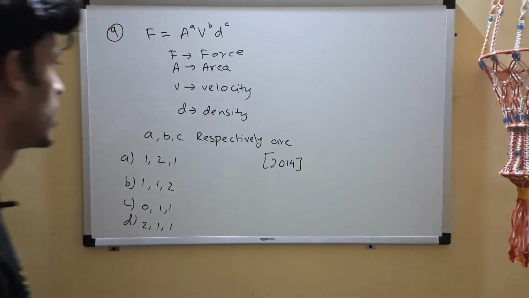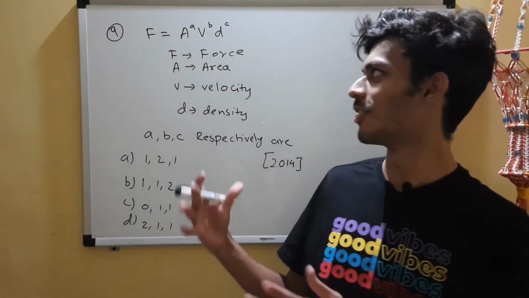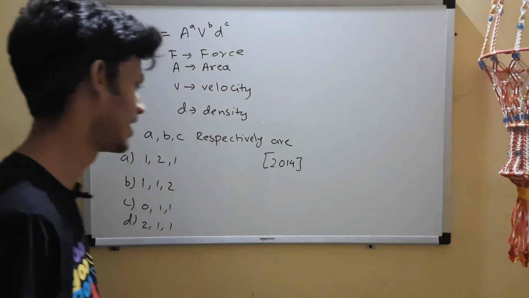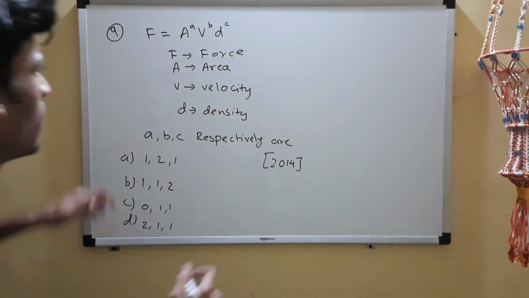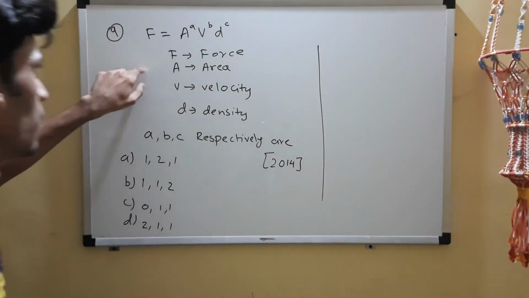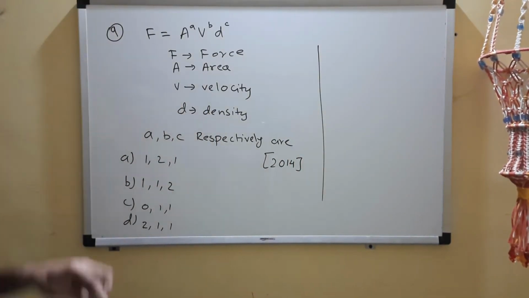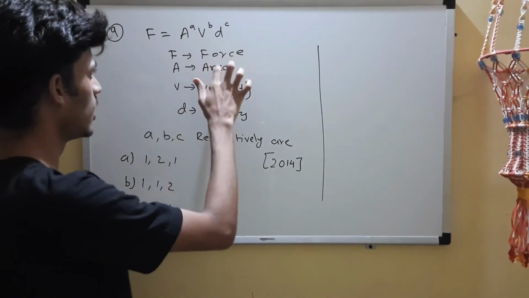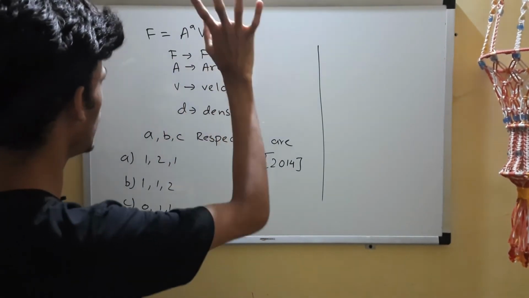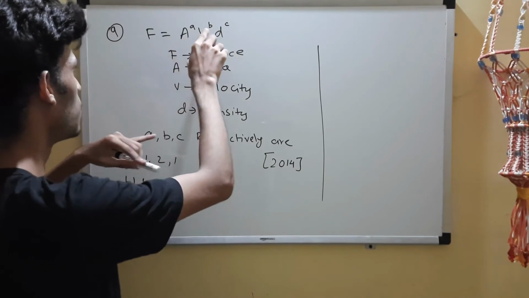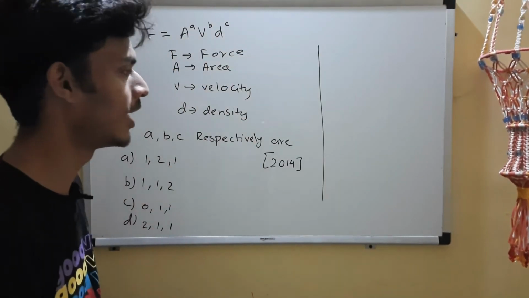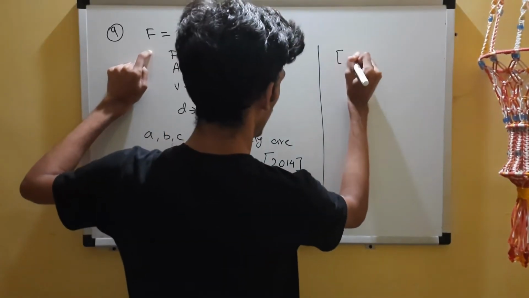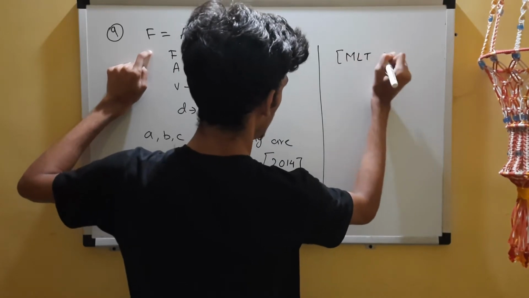Here is question 9. Give it a try. It's from the most important part of the chapter, the applications of dimensional analysis. So I'll do it now. They have given us an equation. F is force, A is area, V is velocity, D is density. So we are supposed to find the values of a, b, c. Quite an easy job. So how to do it? Apply dimensions on both the sides.